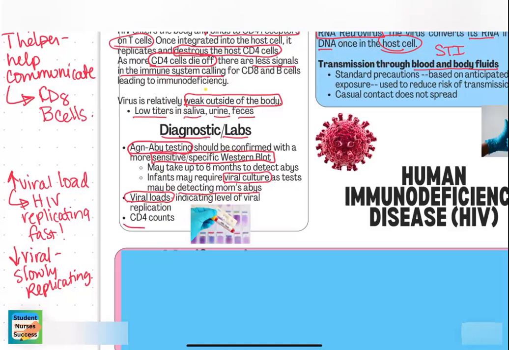The other thing that is helpful is monitoring CD4 counts because we do know that once CD4 counts get to less than 200, then we've moved into acquired immunodeficiency syndrome, which is AIDS or the end stage of HIV infection.